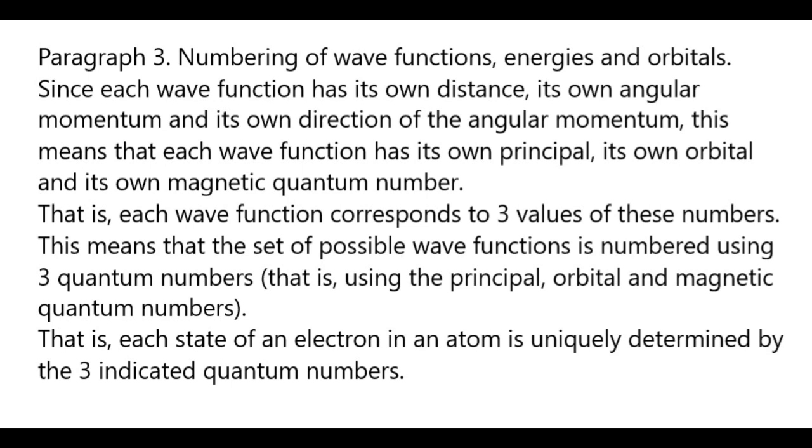This means that the set of possible wave functions is numbered using three quantum numbers. That is, using the principal, orbital, and magnetic quantum numbers. That is, each state of an electron in an atom is uniquely determined by the three indicated quantum numbers.